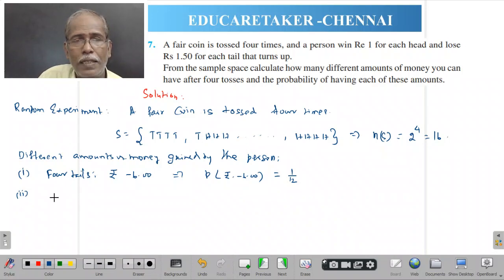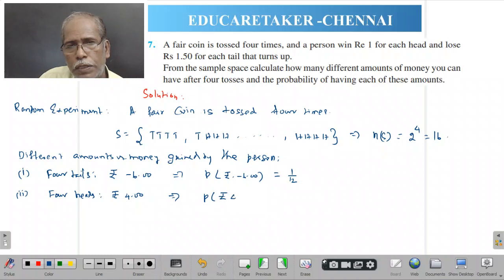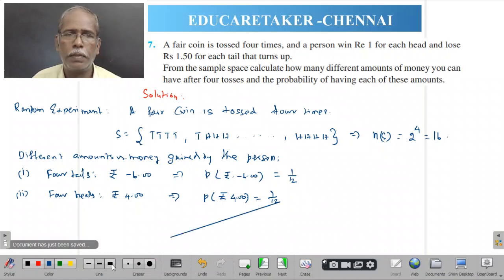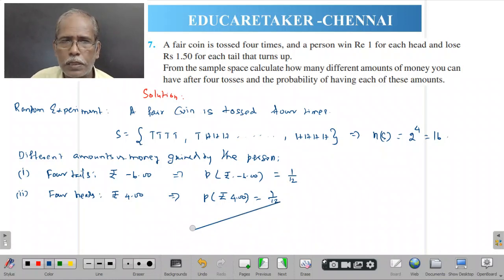The second one is 4 heads. 4 heads means the amount is 4 rupees positive gain. Then the corresponding probability to get the amount 4 rupees is again 1 by 16, because there is only one possibility to get all 4 tosses turn up heads.